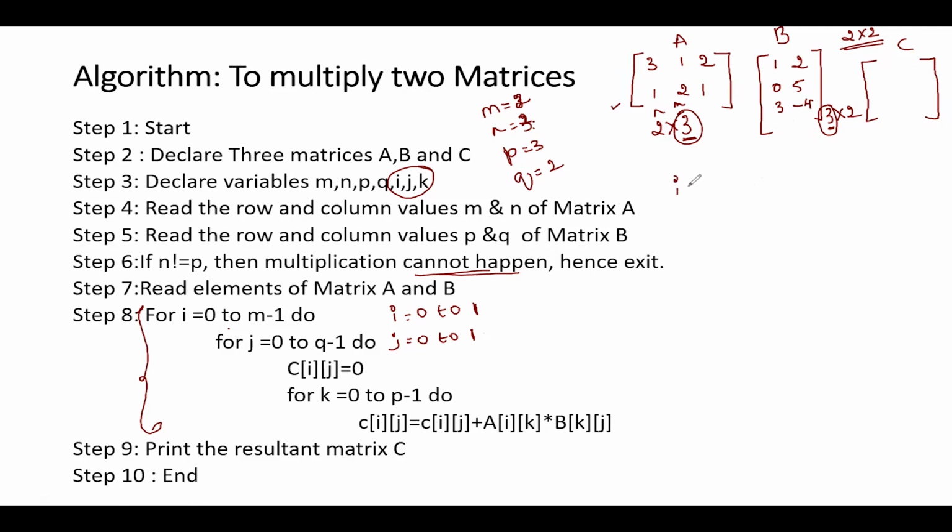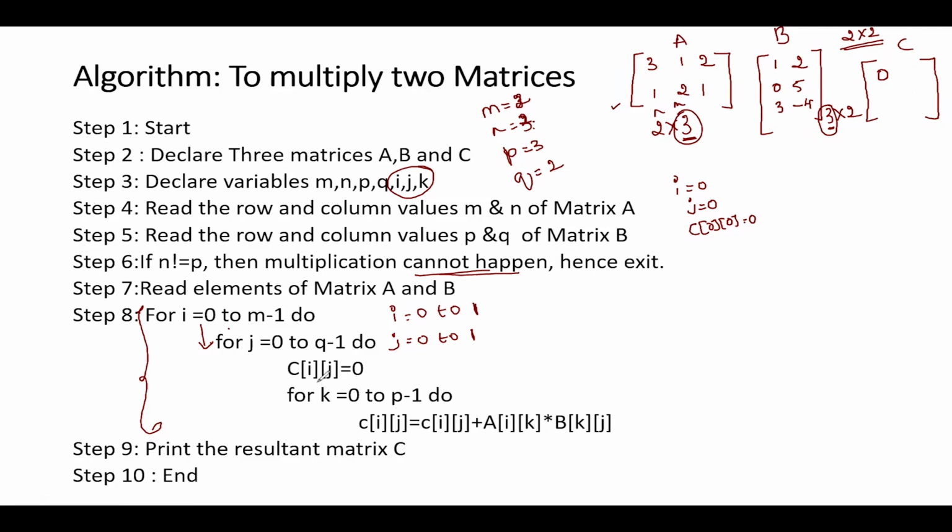So let us start. Initially i is equal to 0. So we have entered the for loop here. After that, inside that we are entering another for loop. Here also I have initialized j is equal to 0. And first C of i comma j, which is nothing but C of 0 comma 0, is 0, which means I am initializing the 0th row 0th element of my resultant matrix as 0.